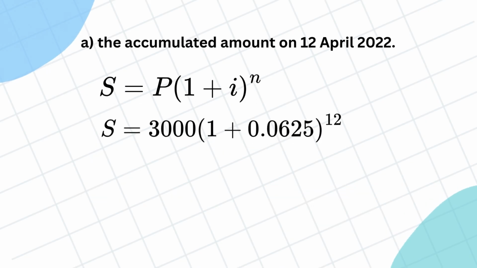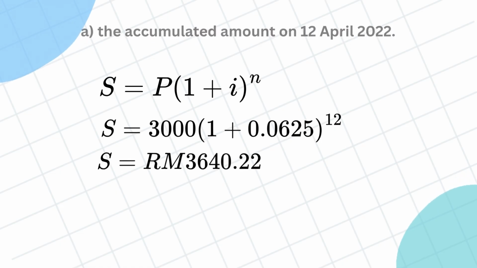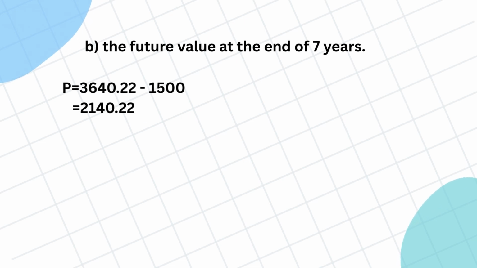After that, you can insert all the calculations we made into the formula, and the answer you should get is 3,640.22 ringgit. Okay, next question B. To change the principal, we need to take the S from question A and minus it with 1,500 and should get 2,140.22.